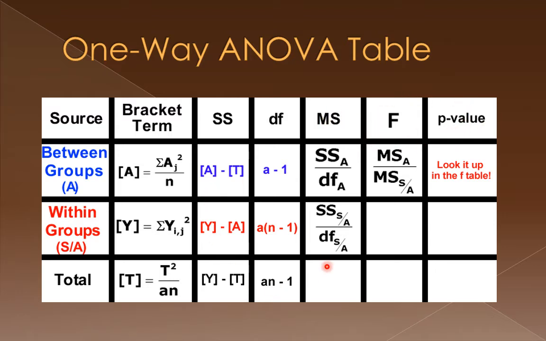Now we can see the formulas here. So for example, the mean square is the sums of squares divided by the degrees of freedom. The F statistic is the mean square of between groups divided by the within groups mean square.